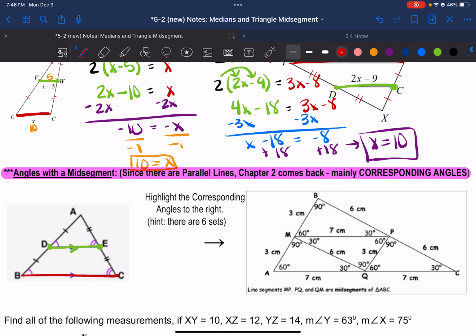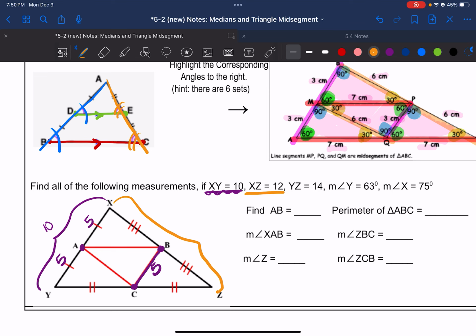And that's what we have. AB is 7. Then the perimeter of this little triangle here will be 7 plus 6 plus 5, and 7 plus 6 plus 5 is 18. So the perimeter for that triangle is 18.